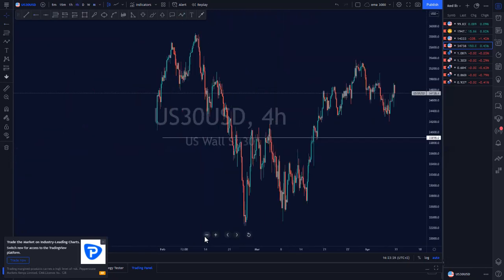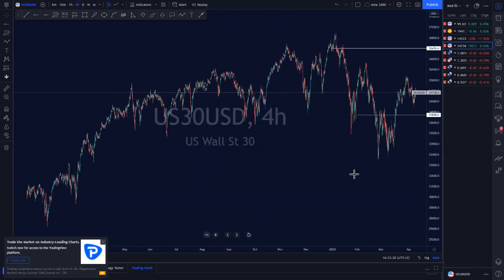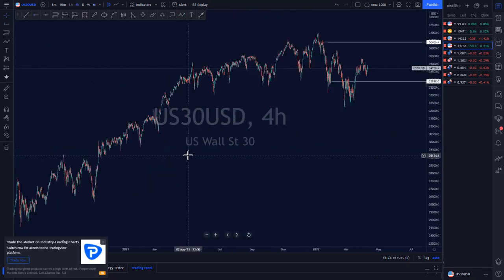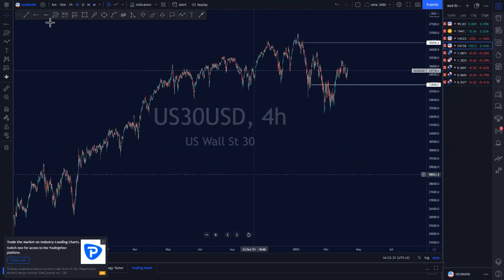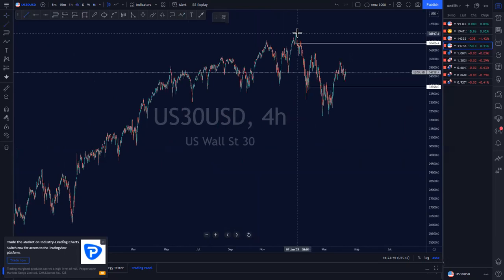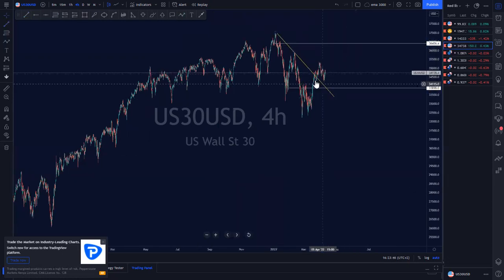Then I zoom out. And I zoom out, you can see that we have got something like this. We've got a structure here. You see what happened? The market broke, retested, and now the market is going up. And we've got this monthly key level.